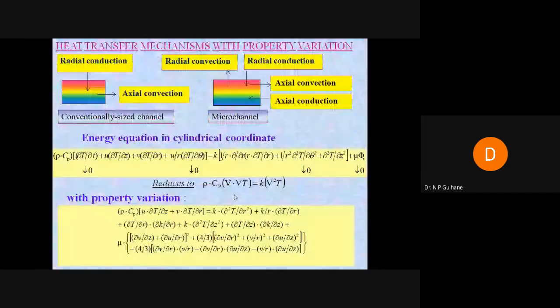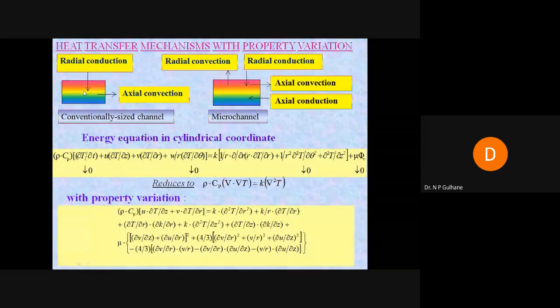Now let us try to understand what is a conventional channel and what is a micro channel. Why are we going for micro channel? What are the different aspects that we can see in the micro channel? In a conventional channel, what I have elaborated to you, the flow takes place in municipal pipelines, water channels, domestic bathroom taps and all, and in micro type of geometry.